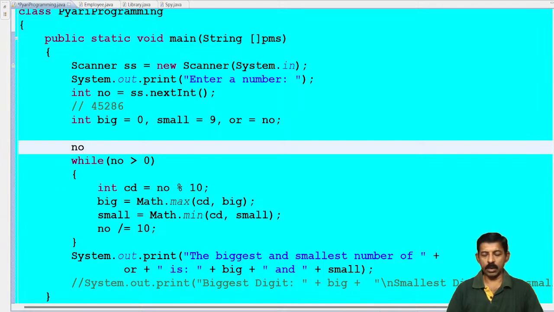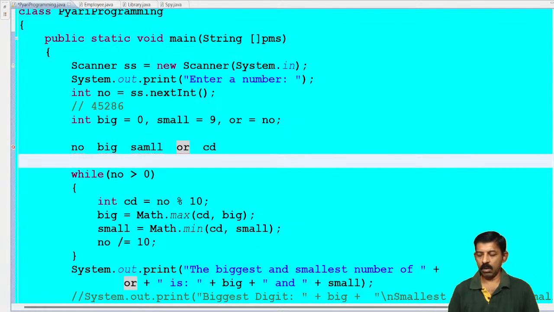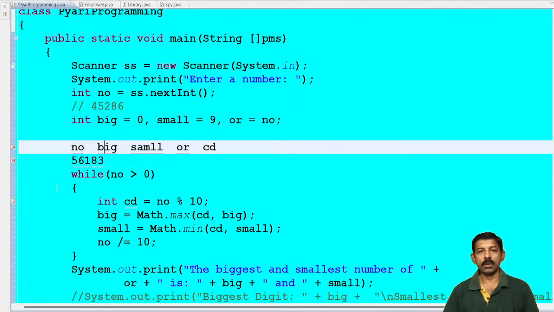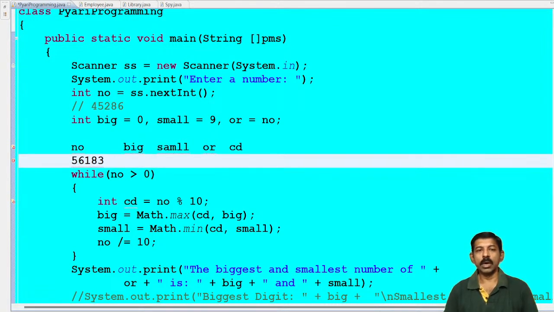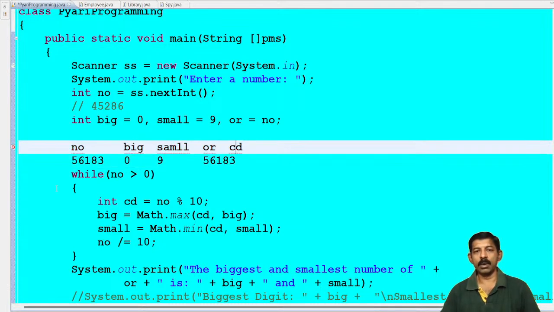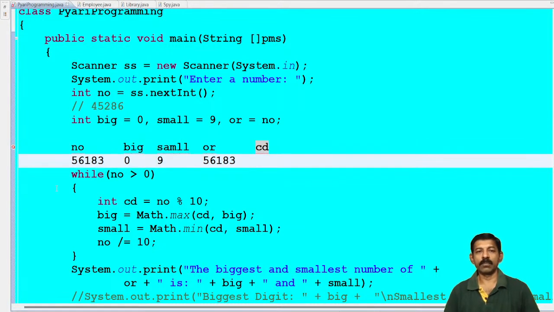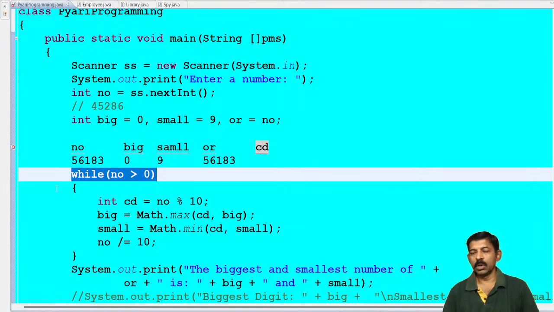I have a variable called no. I have a variable called big. I have a variable called small. I have a variable called or, and current digit. Now no is this one. So here big is initially 0, small is initially 9, or is nothing but the same number, current digit we don't have. While number is greater than 0, it is true.